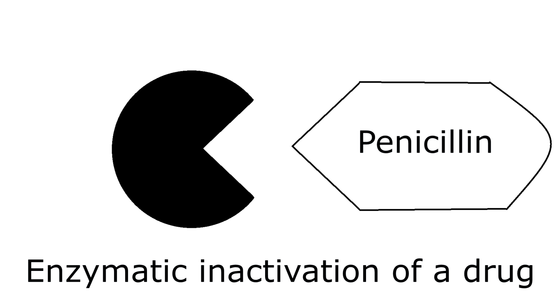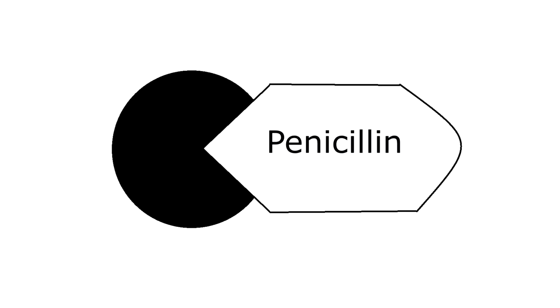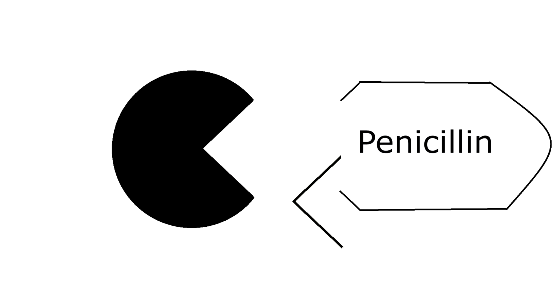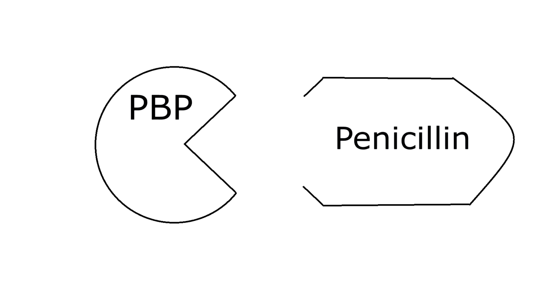Enzymatic inactivation of a drug. This is where the bacteria produce enzymes that specifically target antibiotics directly. They bind to the antibiotic when it enters and destroy the part that is necessary for its effect. This mechanism is why most Staphylococcus aureus today are resistant to penicillin. They have enzymes that target and destroy the penicillin molecule, making it unable to bind to the penicillin binding protein where it normally would have its effect.